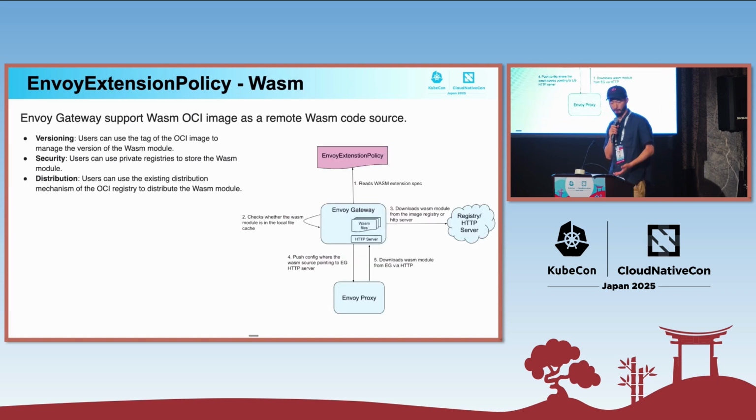WASM. So beyond the built-in HTTP remote source, Envoy Gateway also supports WASM OCI images, which give you a bunch of advantages. First, you can use the tag of the OCI image to manage the version of the WASM module. You can also put your WASM module in a private OCI registry for secure storage. Of course, you can use any existing mechanism of the OCI registry to distribute the WASM module among different locations, different teams, something like that.